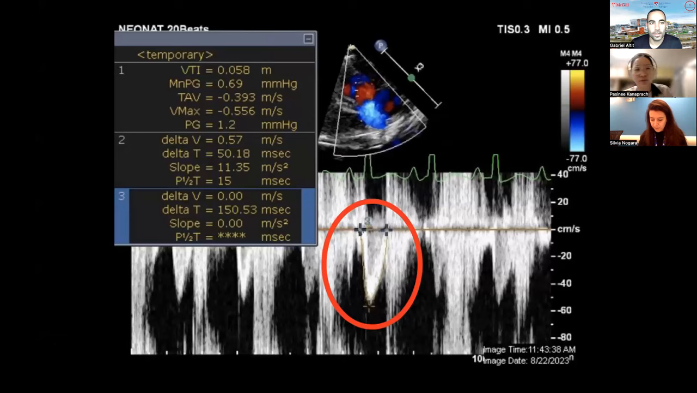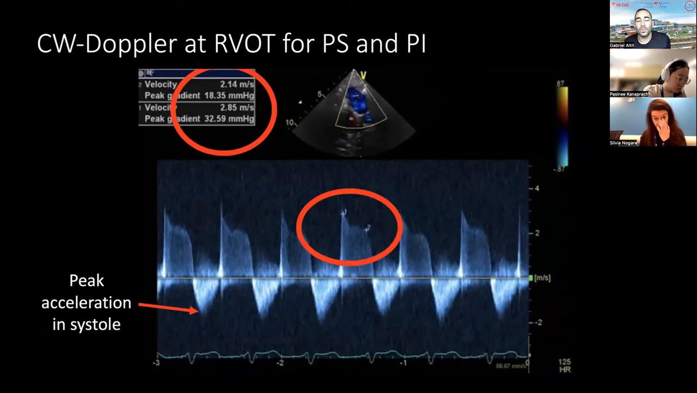Okay, so that's an example of VTI when you have PDA contamination. Here you have a PDA, so it contaminates the Doppler. So you want to try to really have your Doppler below the valve to avoid getting too much contamination and to be able to see your spectral envelope. This is when we do a continuous wave Doppler. With continuous wave Doppler, you're able to get the peak systolic velocity at the level of your RVOT MPA. And you're also sometimes able to get pulmonary insufficiency velocities.